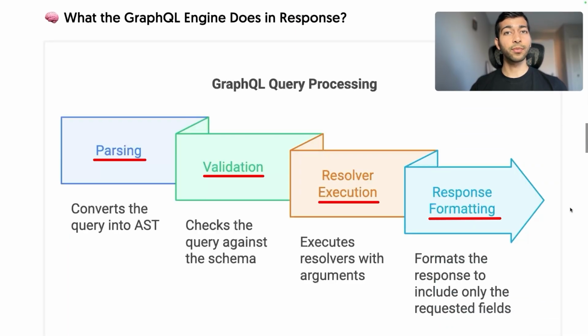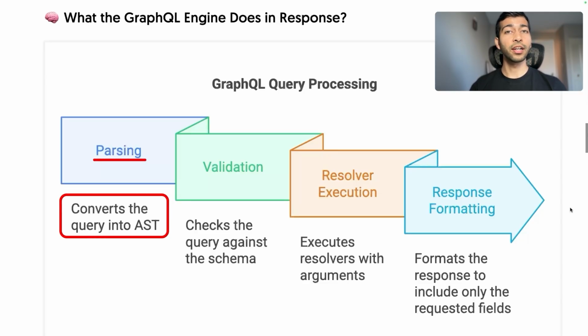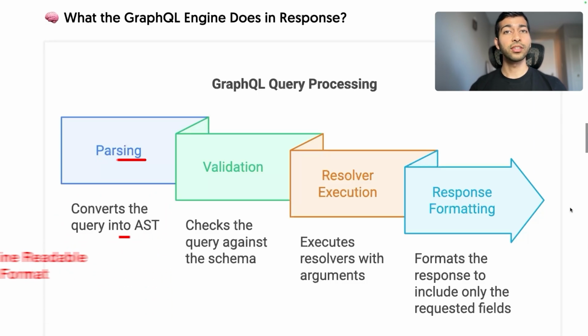These 4 steps look something like this. The first one is parsing. Whenever a query comes, it converts it into a machine readable format, in this case an AST. We'll take a look at what an AST is, but for now, let's say it's a machine readable format. Then once the parsing is done, it moves on to the validation.